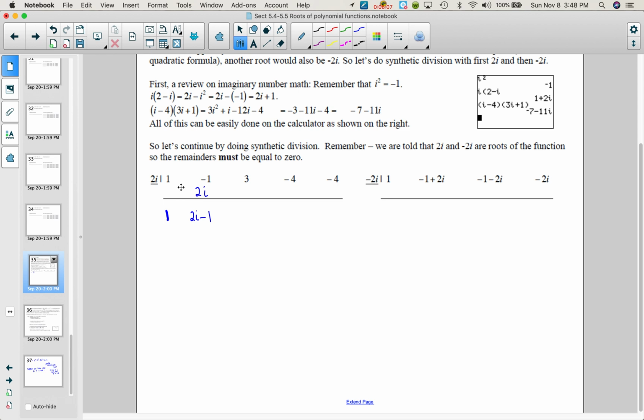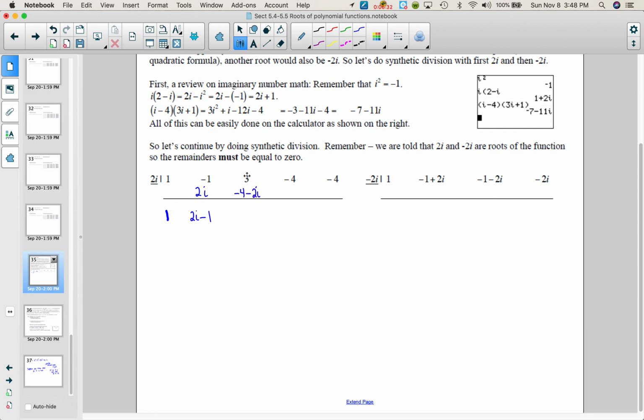Now when I multiply, I'm multiplying the 2i times the 2i. And when I do that, I get 4i squared. So when you multiply and you get 4i squared, remember i squared is negative 1. So I'm going to change that to a minus 4. 4i squared is the same as negative 4. And then I multiply 2i times a negative 1 and I get minus 2i.